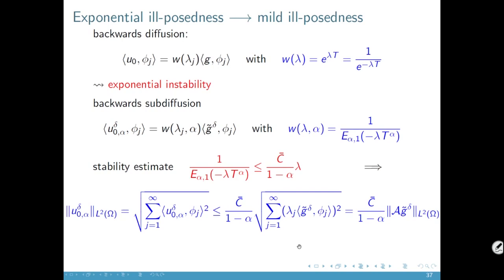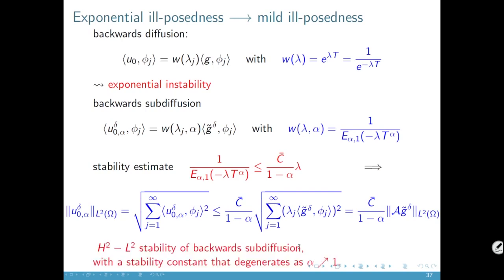Recalling that lambda j is just the eigenvalue corresponding to this eigenfunction phi j, we get that this is just A, our elliptic operator, applied to this G tilde delta, which is basically the Laplace operator applied to it. So we need a finite H2 norm of G tilde delta. That's why we have to do that smoothing. Okay, with this line, at least I was able to show you a little bit of a proof.